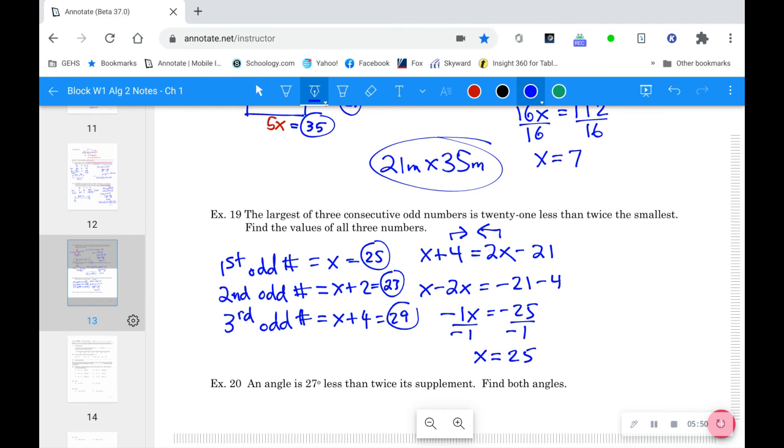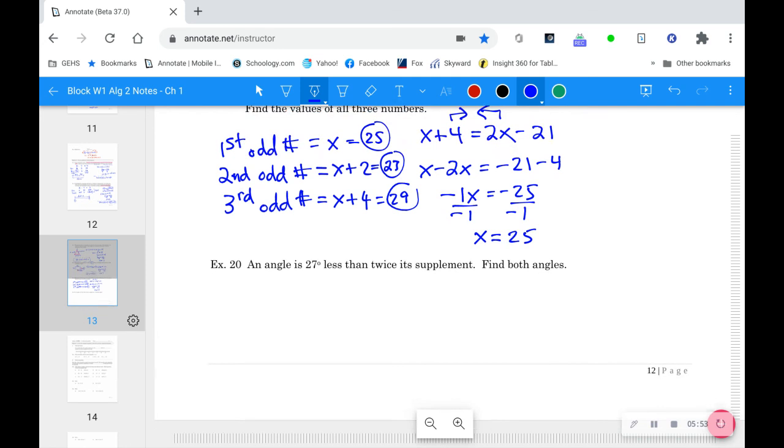All right, the last one we're going to cover has this vocabulary, supplementary angles. And they are, in fact, angles that add up to 180 degrees. Then there's complementary angles that add up to 90 degrees. One of the angles is 27 less than twice its supplement. So first angle and second angle is how we're going to set this up here. If the first angle is x, then the other one is 27 less than twice that one.